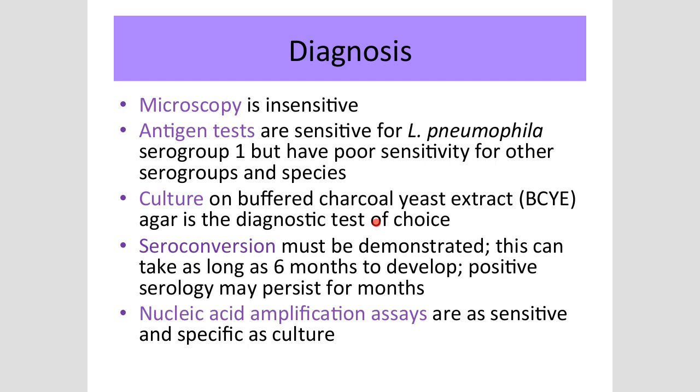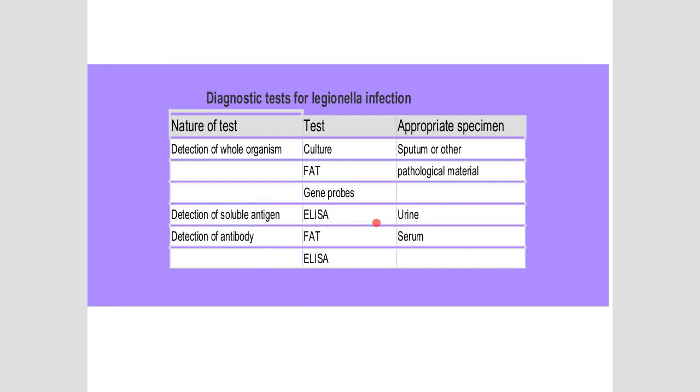That's fine. Okay. Now, the other tests that are available for Legionella infection: if you're asked what is the test available for the whole organism, you have the culture, or you can look at the pathological material, or you look at the gene probes. But if you want to look at the antigen or antibody, you have to use ELISAs and other serological tests that we normally have.